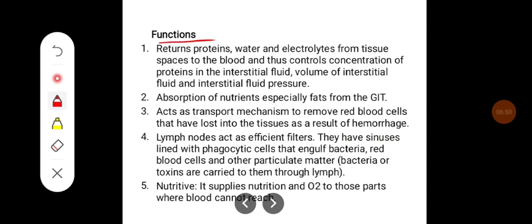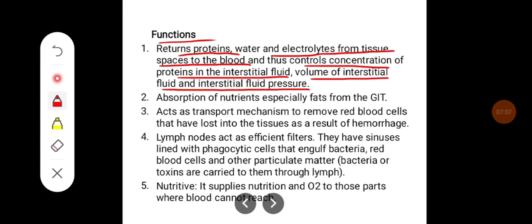Some of the functions of lymph. The lymph returns proteins, water and electrolytes from tissue spaces to the blood and thus controls the concentration of proteins in the interstitial fluid, and it is also going to control the volume of interstitial fluid and the pressure. It helps in the absorption of nutrients, especially fats, from the GIT. Lymph acts as a transport mechanism to remove red blood cells that have been lost into the tissues as a result of hemorrhage.